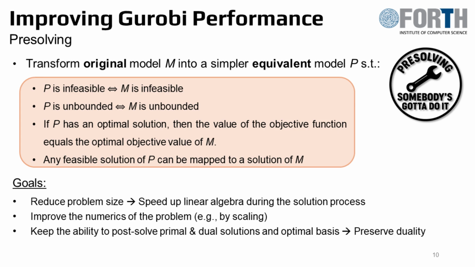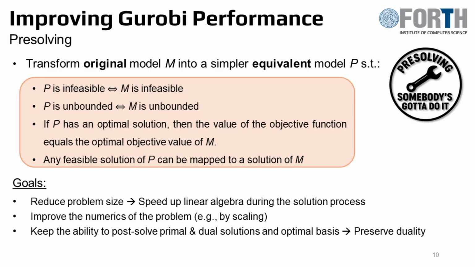We now move to one of the most important performance components in modern solvers, pre-solving. The purpose of pre-solve is to transform the original model, which we denote by M, into a simpler but equivalent model P. Equivalent here has a precise meaning. If the pre-solved model P is infeasible, then the original model M is infeasible. If P is unbounded, then M is unbounded. If P has an optimal solution, its objective value matches the optimal objective value of M. And finally, any feasible solution of P can be mapped back to a feasible solution of M.